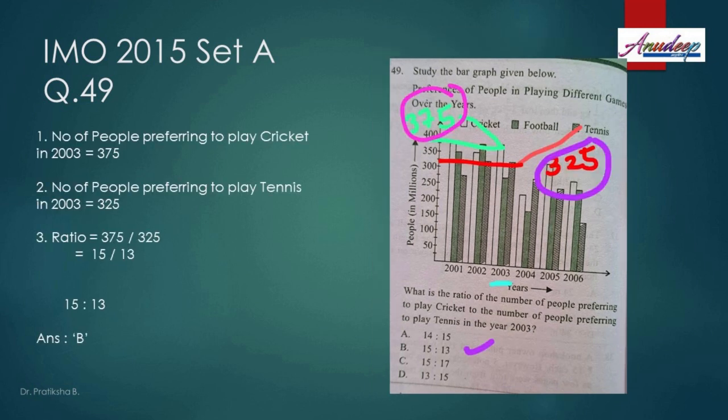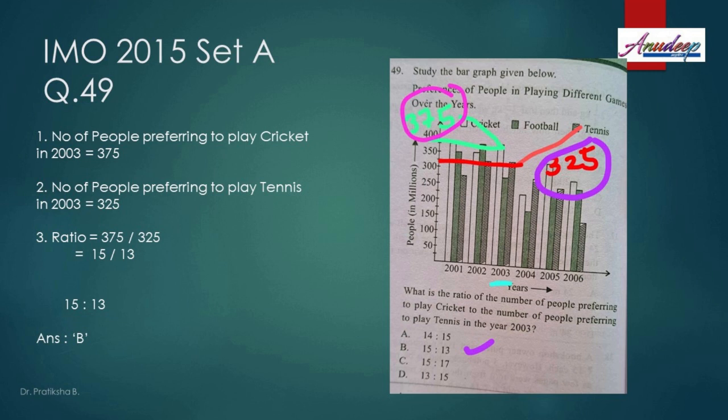So let us simplify the problem asked in IMO 2015 Set B, question number 49. Here you have been asked to find the ratio of the people preferring to play cricket to the people preferring tennis. From the bar graph, if you observe carefully on the screen, three different bars for each year have been given to you. For cricket, it is a blank bar. For football, it is a completely black shaded bar. And for tennis, the bar is created with dashed lines. So we are interested in the bars for the year 2003.